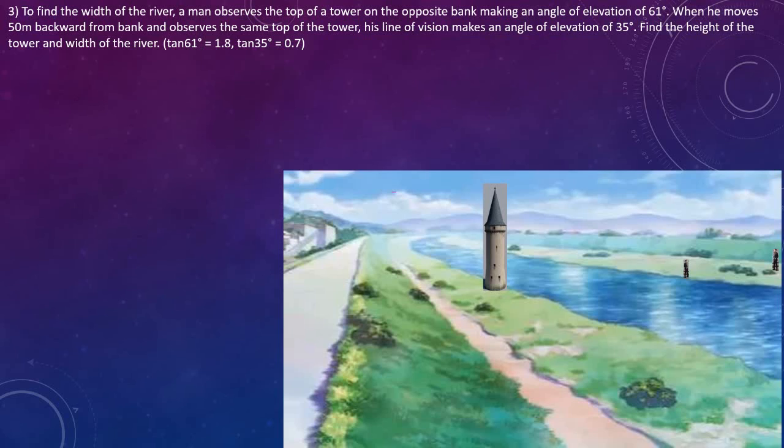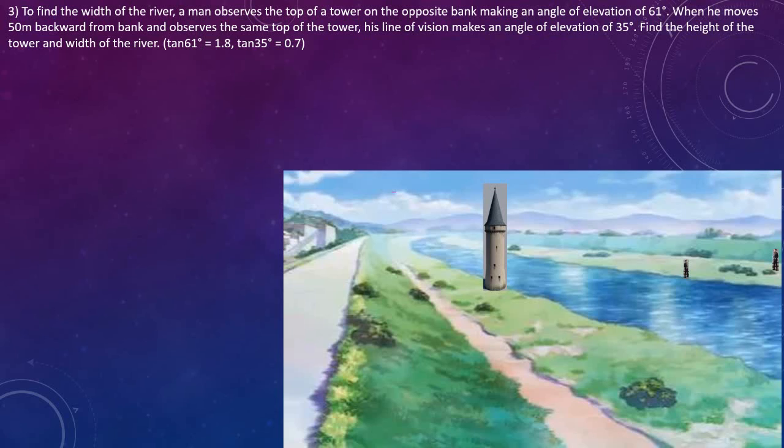Afterwards, he moves some 50 meters backward from the bank, and again he observes the same top of the tower. From there he makes a line of vision, and his line of vision makes an angle of elevation which is 35 degrees. So we need to find the height of the tower and the width of the river.